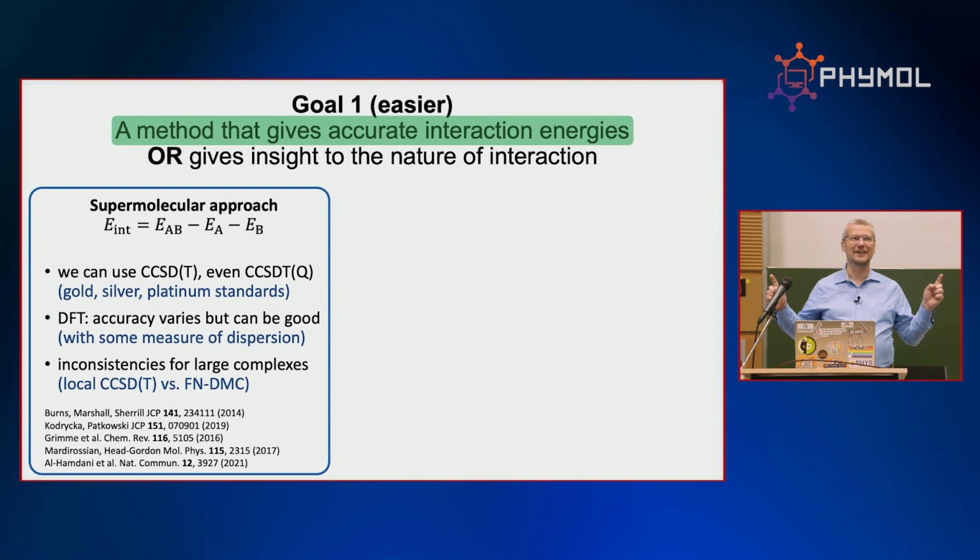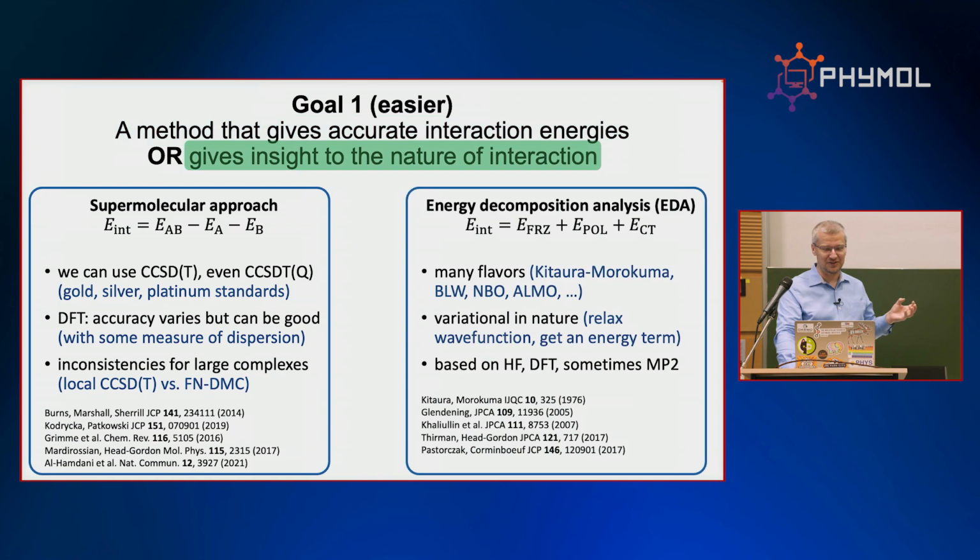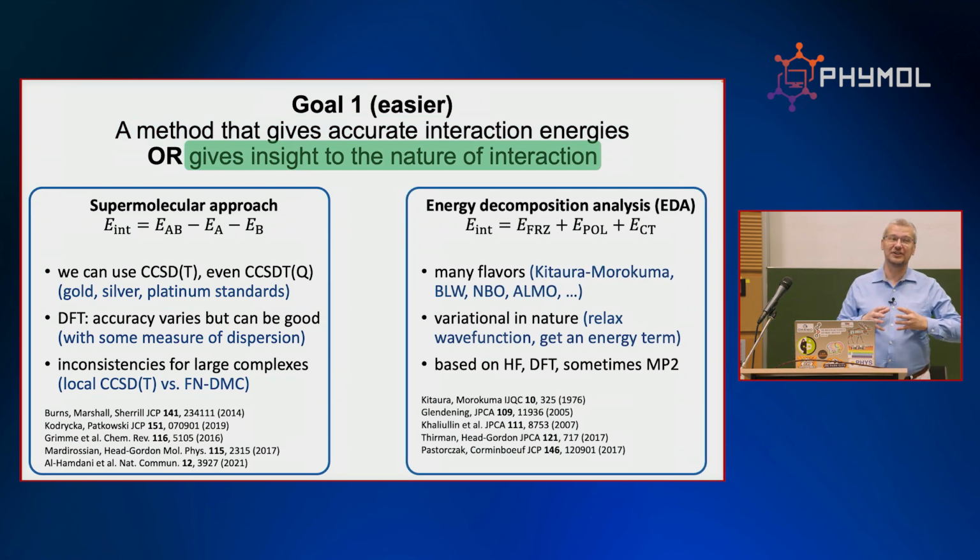This is one number, so it doesn't tell you a lot about what's going on in the interaction process. So if you want the second part, if you want some insight into the nature of interaction, you need some kind of energy decomposition. So you need more than one number. You need separate pieces that correspond to different physical aspects of the interaction. There's a whole range of energy decomposition analysis methods dating back to the seminal papers of Keiji Morokuma, where you represent the interaction energy as a sum of different terms corresponding to frozen density, polarization, charge transfer.